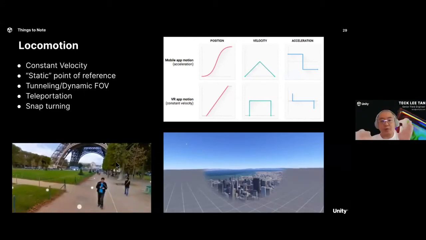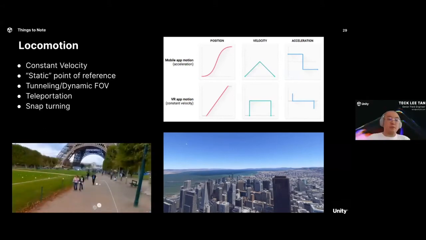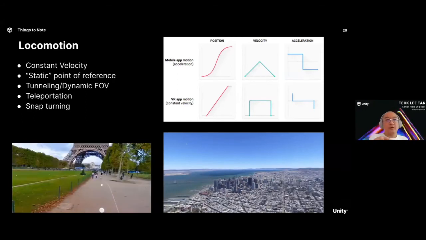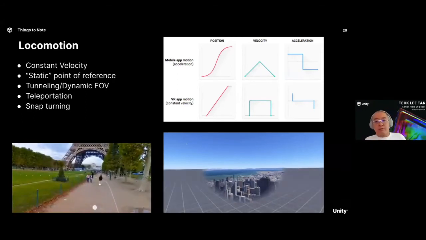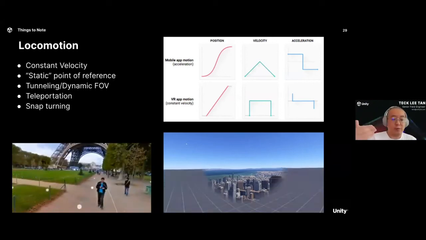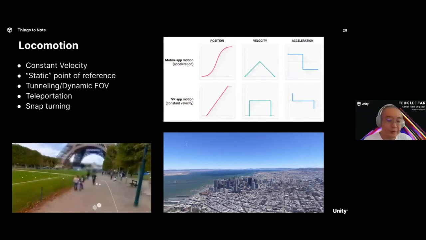And then there's teleportation and snap turning. Instead of smooth turning and smooth motion, a lot of games nowadays are doing smooth motion just because gamers are getting more used to it. But teleportation and snap turning are always going to be usually the defaults.